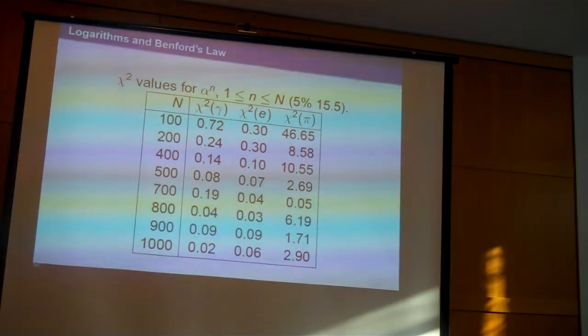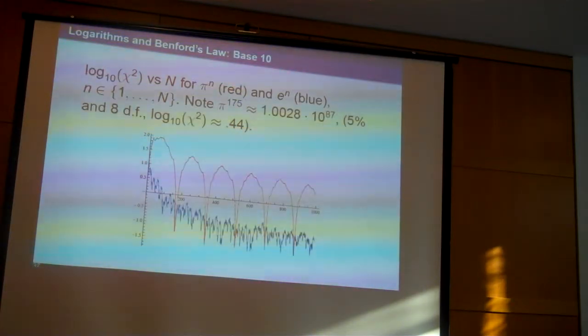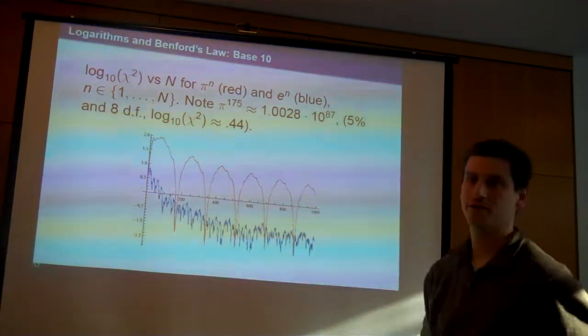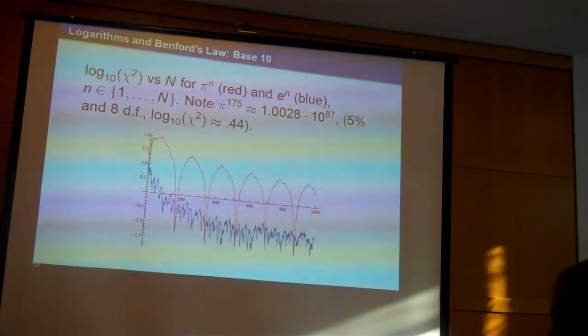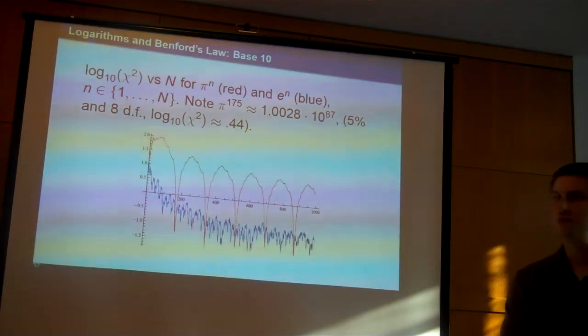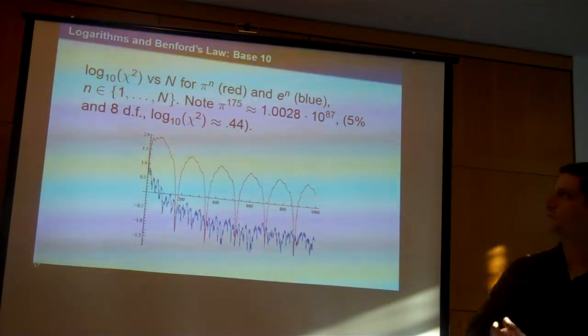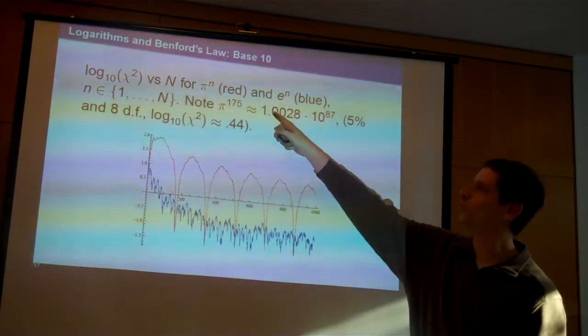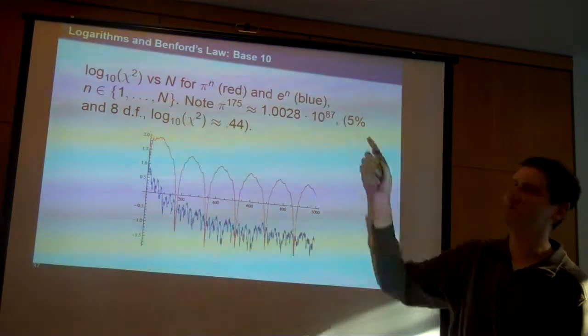Pi cubed? What you really need to do is look at the plot. I'm doing a plot of the log of the chi-squared. And so the blue is e, and the red is pi. So I'm looking at the first digit of pi to the n versus the first digit of e to the n, and seeing which one is closer to Benford. It turns out they both become Benford, but e to the n becomes Benford a lot faster than pi to the n. And the reason is, if you go far enough, pi to the 175 is approximately 1.0028 times 10 to the 87.